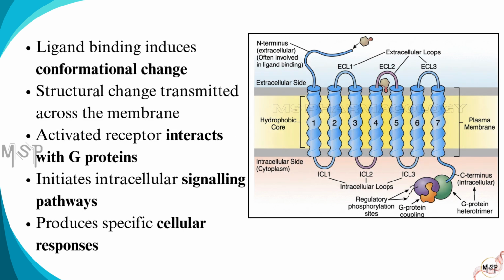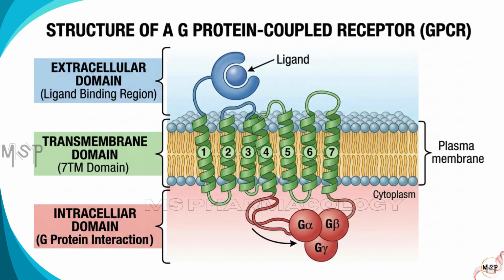When a ligand binds to the extracellular portion of the receptor, it causes the transmembrane helices to shift their positions. This conformational change is transmitted through the membrane to the intracellular side of the receptor. The activated receptor can then interact with a G protein, triggering intracellular signaling pathways and producing a cellular response. In Module A1, we have already covered the structure of GPCRs, including their extracellular, transmembrane, and intracellular domains, and how these structural features enable signal transmission across the plasma membrane.